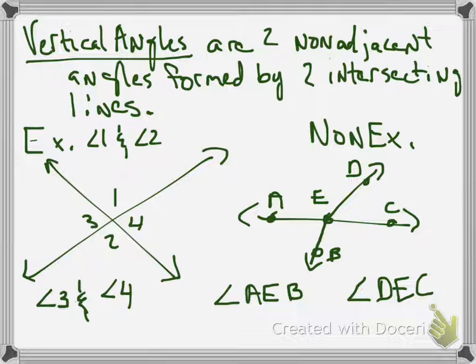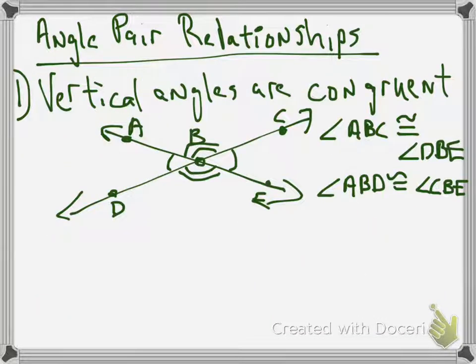Vertical angles are two non-adjacent angles formed by intersecting lines. So like angles 1 and 2 are vertical angles, and angles 3 and 4 are vertical angles. And then you can see the non-example. Alright, again, pause when you need to copy this stuff down.